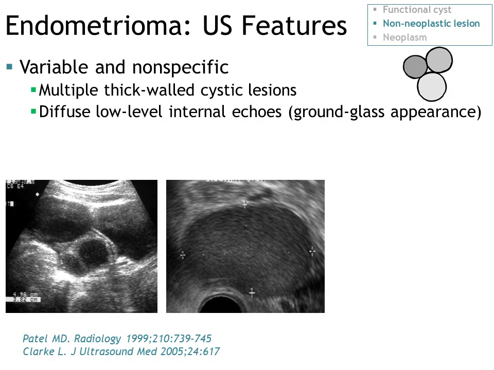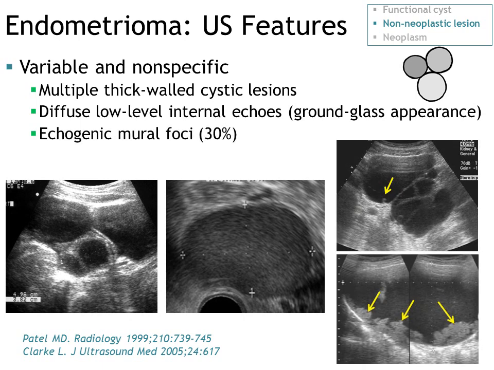Now, next category is non-neoplastic lesions, and typical example is endometrioma. Imaging features of endometrioma are variable and nonspecific, but basically they are multiple thick-walled cystic lesions with diffuse low-level internal echoes, so-called ground glass appearance. And in about 30% of cases, we see echogenic mural foci as in these cases.